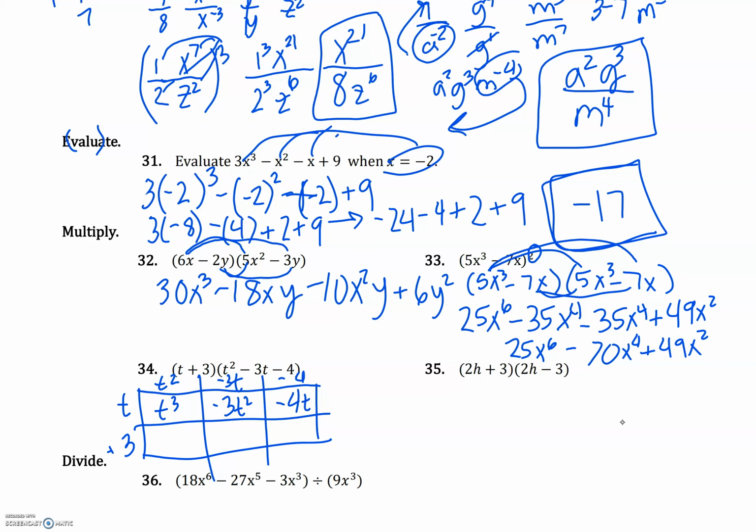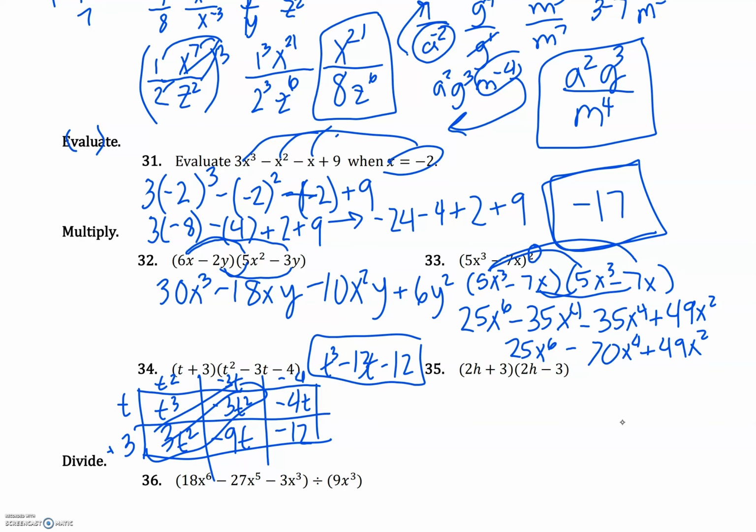On the bottom, let's multiply each of those by 3. 3t to the second power. Negative 3t times 3 is negative 9t. And 3 times negative 4 is negative 12. So let's look for any like terms. We have t to the third power. Oh, those ones cancel out, so we don't have those anymore. Negative 9t minus 4t is negative 13t. And my last term is negative 12 on number 34.